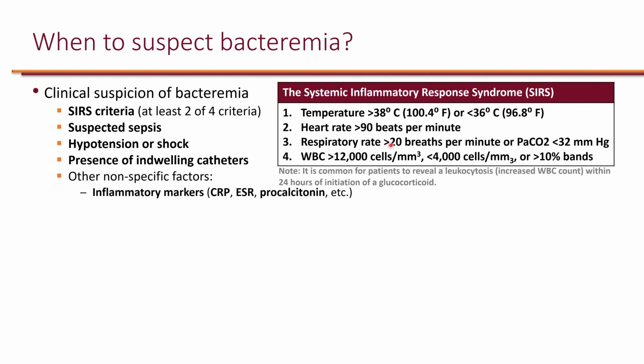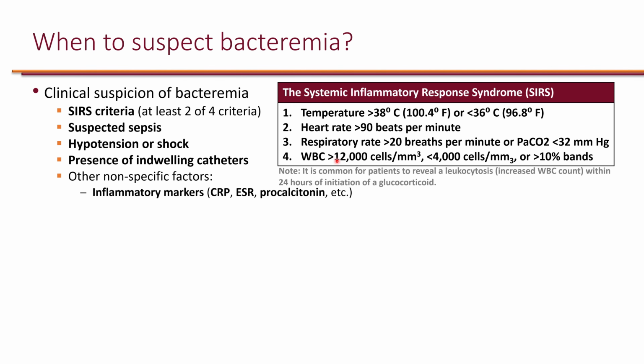Third is respiratory rate. If someone is having labored breathing, a respiratory rate greater than 20, or in more advanced cases, if you have monitoring that can measure the partial pressure of CO2, if the CO2 pressure is less than 32, it's a reflection of increased breathing, which essentially depletes the carbon dioxide.